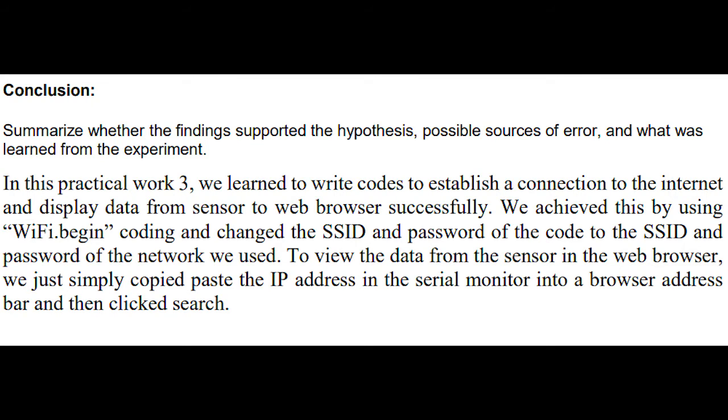Conclusion. In this practical work 3, we learn to write codes to establish a connection to the internet and display data from the sensor to a web browser successfully. We achieve this by using Wi-Fi.begin coding and changing the SSID and password to the SSID and password of the network we use. To view the data from the sensor in the web browser, we just simply copy and paste the IP address in the serial monitor into a browser address bar and then click search.